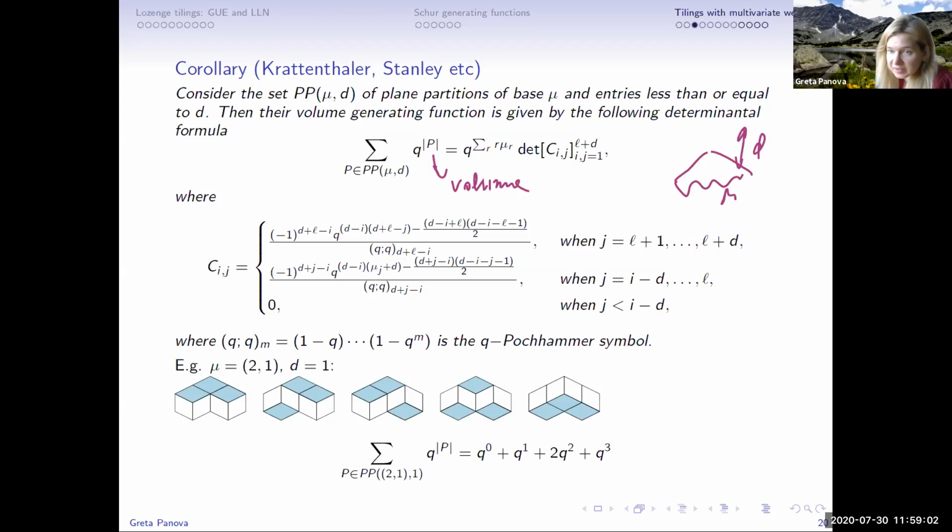And here is an example of the very simple case. What are all the plane partitions when mu is 2, 1 and d is 1? So we can have tilings, horizontal lozenges at height 0 or 1. In this case, there are only so many of them, and this is our generating function. Turns out it's equal to this determinant.